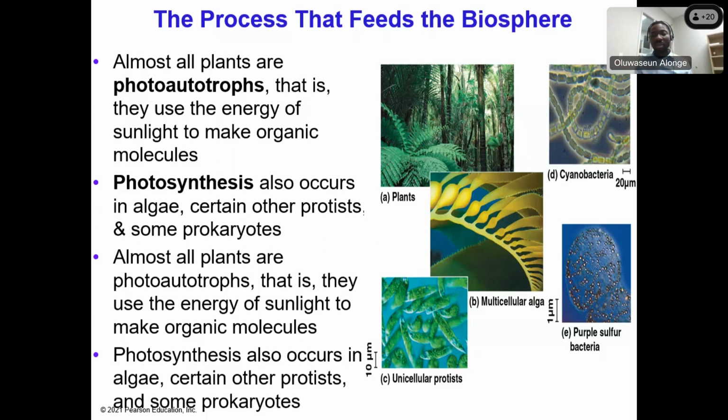Let's go. Now, you see cyanobacteria here, they are autotrophs, they are photoautotrophs as well. You see purple sulfur bacteria, and algae, they are photoautotrophs.